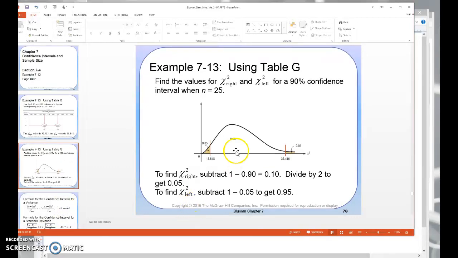What this is saying is that for your left value, our area is 0.05. There is our chi-squared for the left. And for your right value, our area again is 0.05, and there is that chi-squared.